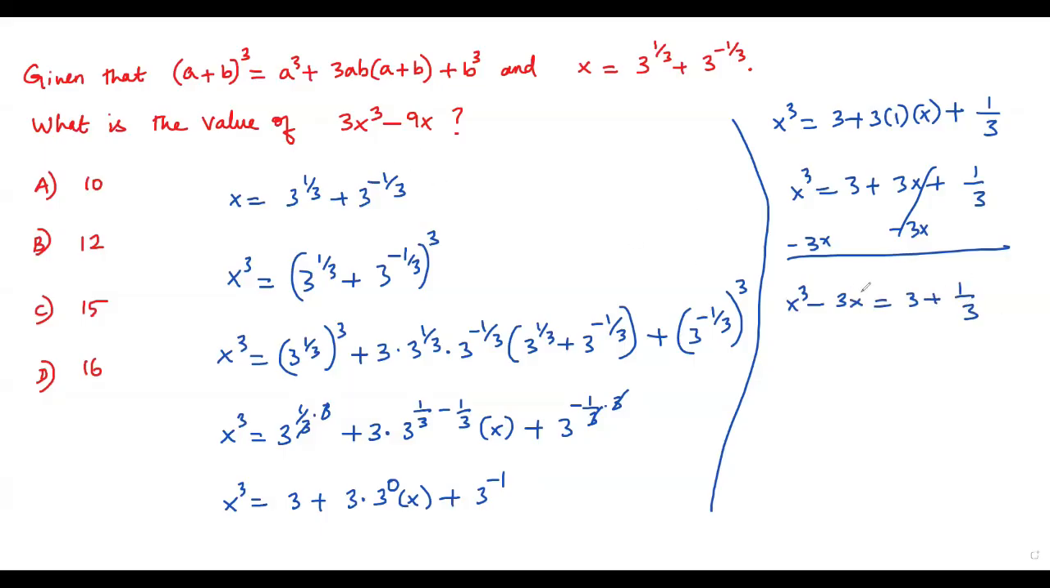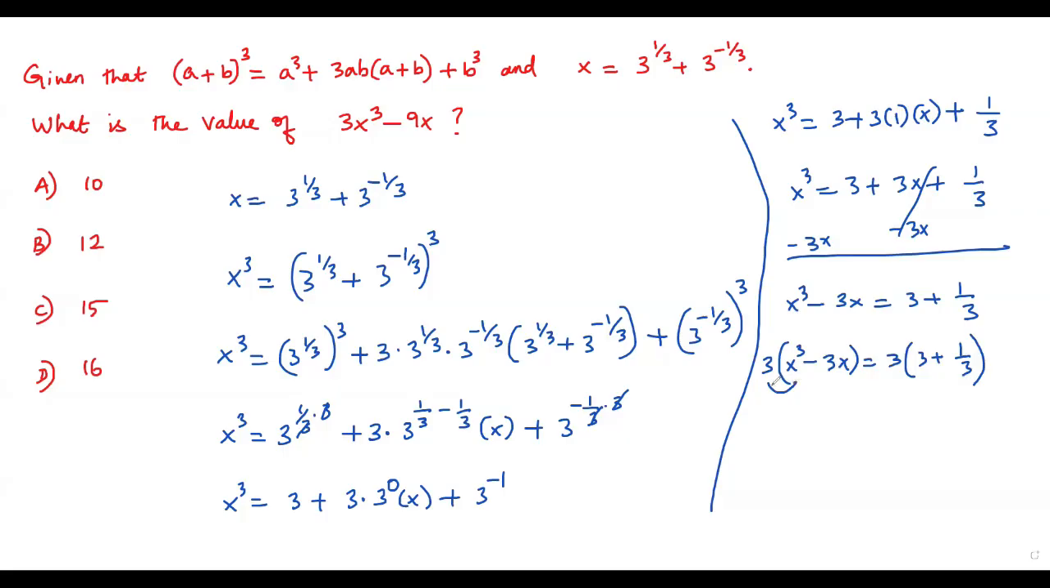Now let's consider the expression we have over here and the expression we have in the question for which we have to find the value. Here we have x^3 - 3x, and in the question we have 3x^3 - 9x. So if I want to get the expression 3x^3 - 9x, I have to multiply by 3. That is, I have to multiply both sides of this equation by 3. So let me do it. Then I'm getting 3(x^3 - 3x) = 3(3 + 1/3).